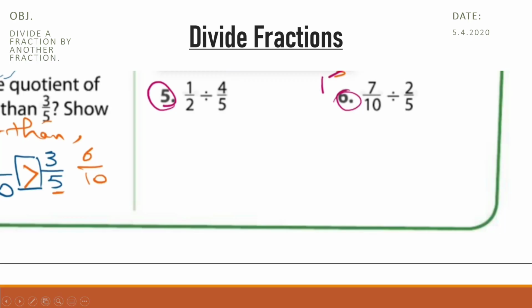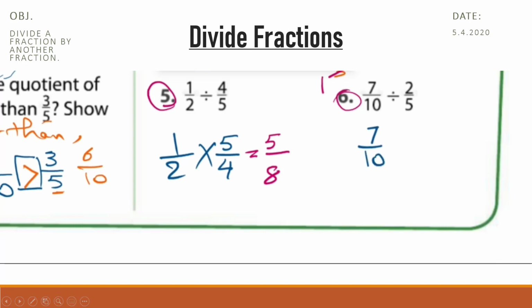Welcome back. In question number 5, 1/2 multiplied by the reciprocal of 4/5 is 5/4. And now multiply. 1 multiplied by 5 is 5, and 2 multiplied by 4 is 8. Question number 6, write the dividend 7/10, change division into multiplication, and get the reciprocal of 2/5, which is 5/2. And now simplify if you can.